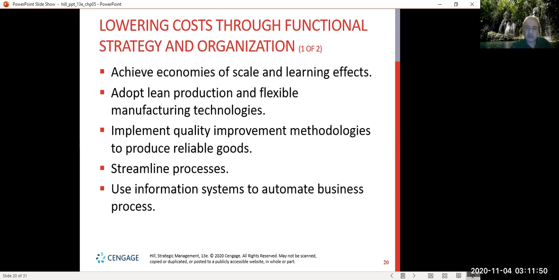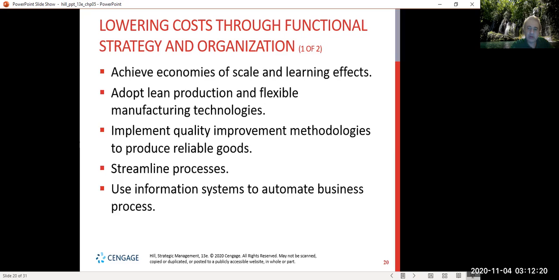जैसे जैसे कंपनी की लर्निंग इंक्रीज होती है अबाउट द प्रोडक्शन और प्रोडक्शन प्रोसेस और अबाउट दैट बिजनेस, तो उनकी कॉस्ट जो है वो डिक्रीज होती चली जाती है। और इसके अंदर आपके जो फंक्शनल डिपार्टमेंट हैं वो रोल प्ले करते हैं। बाय इम्प्रूविंग देयर लर्निंग, बाय एक्सपीरियंस, दे आर लोअरिंग द कॉस्ट ऑफ द प्रोड्यूसिंग दैट पर्टिकुलर प्रोडक्ट। Then adopt lean production and flexible manufacturing technologies that also lower the cost.